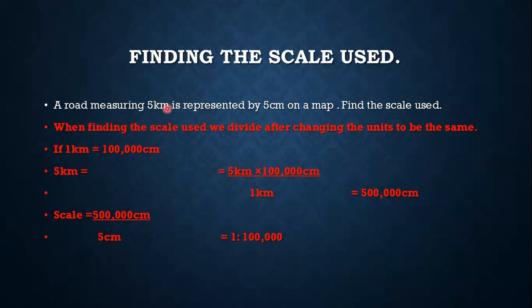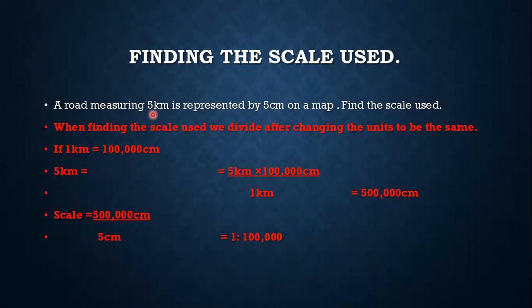So this road, which is 5 kilometers on the ground, is represented by 5 centimeters on a map. What is the scale that has been used? When finding the scale used, we divide after changing the units to be the same. It is the actual distance that you are changing. So we change 5 kilometers to centimeters, and then we divide. Like I told you earlier, 1 kilometer is 100,000 centimeters. So 5 times 100,000 is 500,000 centimeters. Now the units are the same: 5 kilometers is the same as 500,000 centimeters.